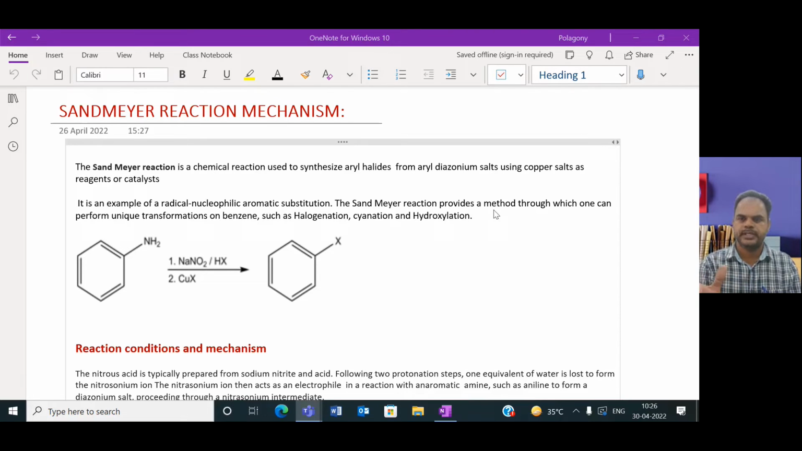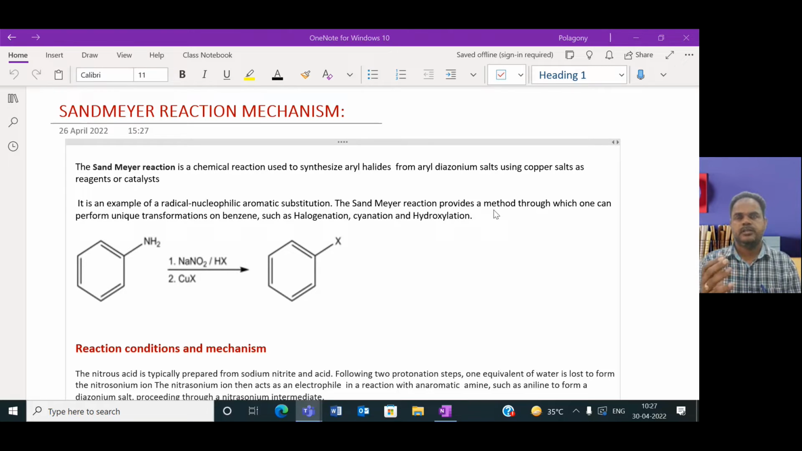The Sandmeyer reaction is a unique reaction where it follows three steps before formation of the products. We can say the Sandmeyer reaction is based on a free radical nucleophilic aromatic substitution reaction. Again, I'm stressing, it involves a free radical nucleophilic substitution reaction mechanism.